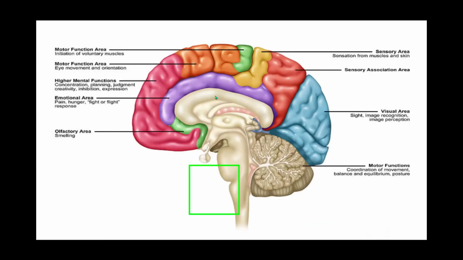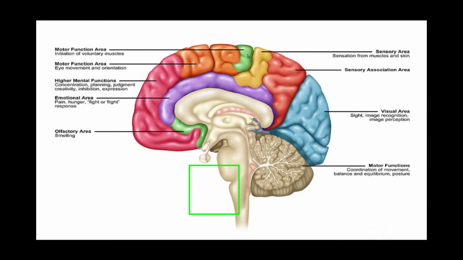This is a medial section of the cerebral hemisphere. Previous sections we've seen are lateral views. This is the medial view, or the median view, that shows us some other areas of the brain. Right there, we can see our more prominent calcarine sulcus. That's the visual area. And of course, the visual association area is responsible for sight, image perception, and image recognition.